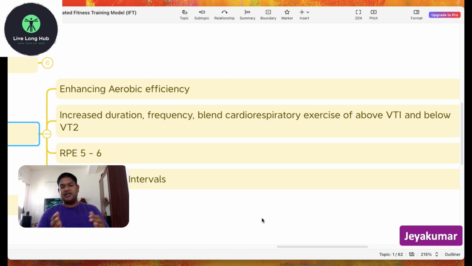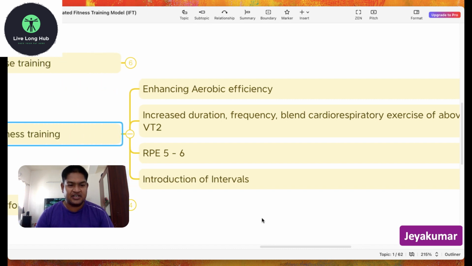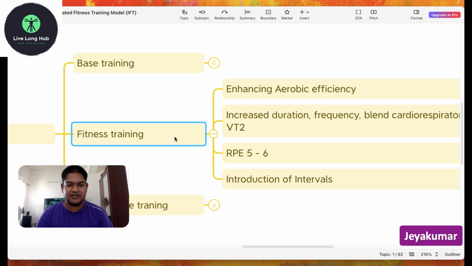And then the blending of cardiorespiratory exercise is done so that it is above VT1 and below VT2, and the rate of exertion is going to be 5 to 6. And also we can introduce intervals over here so that we can move from the second level to the third. So let's see what the third level is.